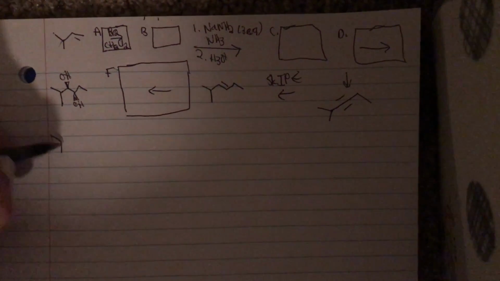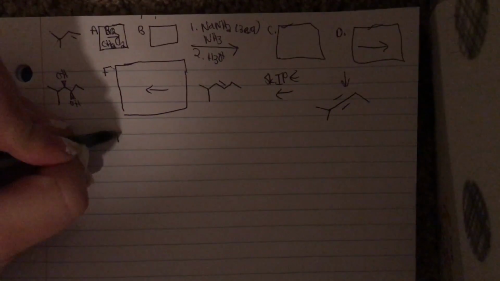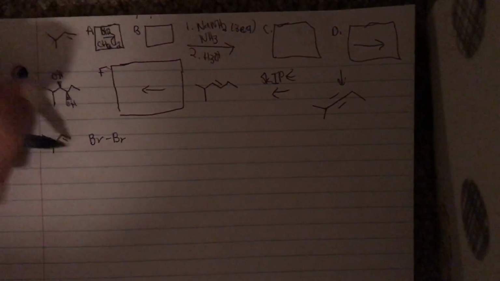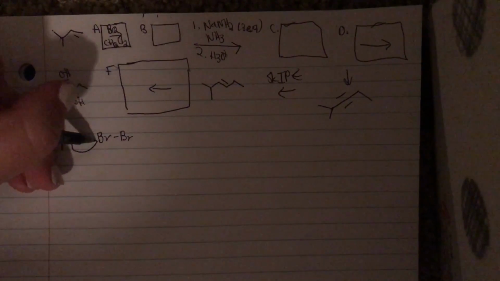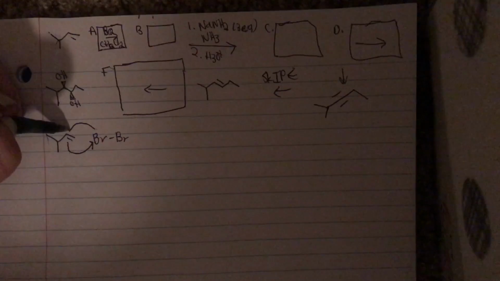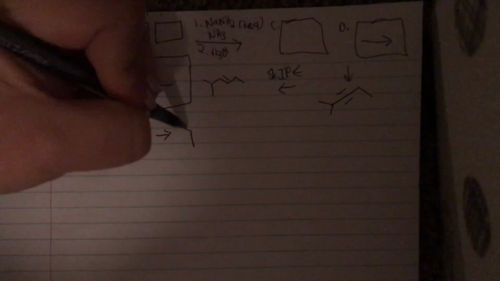So we're going to have our alkene, and there are 2 Brs. And then we know, from class, that the alkene will be the nucleophile. It's going to attack this bromine, which will actually come back and attack here, and this bromine will leave. So that creates the bromonium bridge.